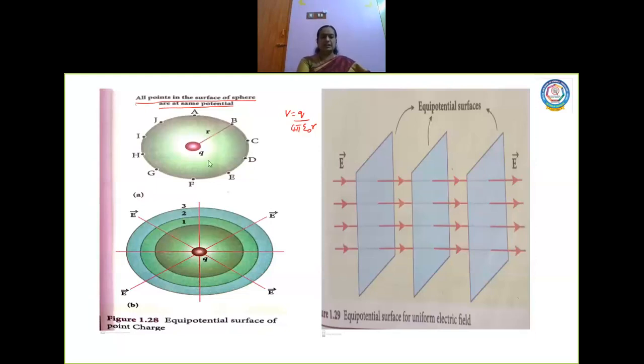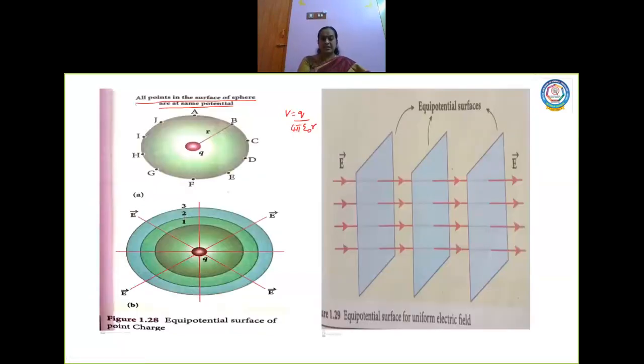Now look at this diagram. Here you have concentric spheres, 1, 2 and 3, three spheres. The electric field is outside. If you take the first sphere, all the points on the first sphere will be at the same potential. On the second sphere, all the points will have the same potential. And on the third sphere, however many points we consider, all the points will have the same potential. So hope you are clear about equipotential surfaces.